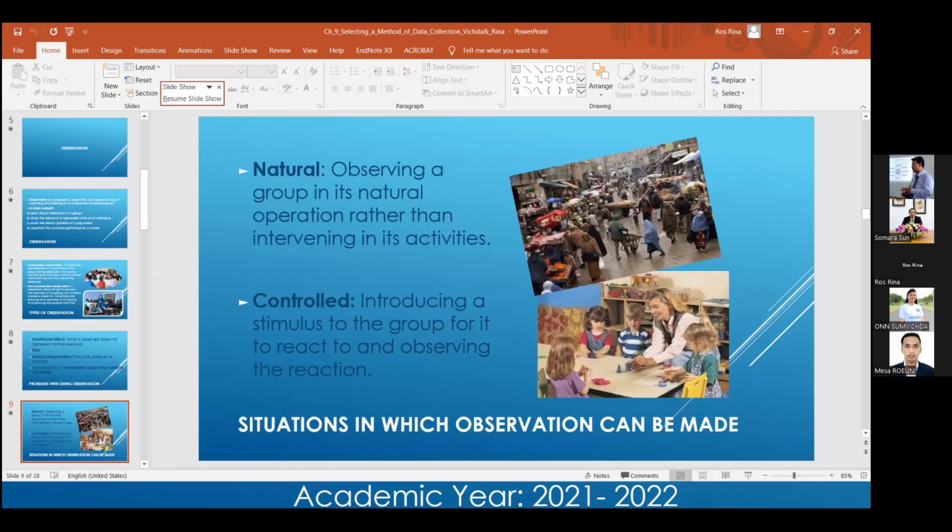Like in this picture, we have four kids inside and one teacher. They put up a picture or a toy, and they want to know the kids' reaction to it. So this is control: we are the ones introducing a stimulus to the group, and we try to observe its reaction. So teacher, please move to the next.